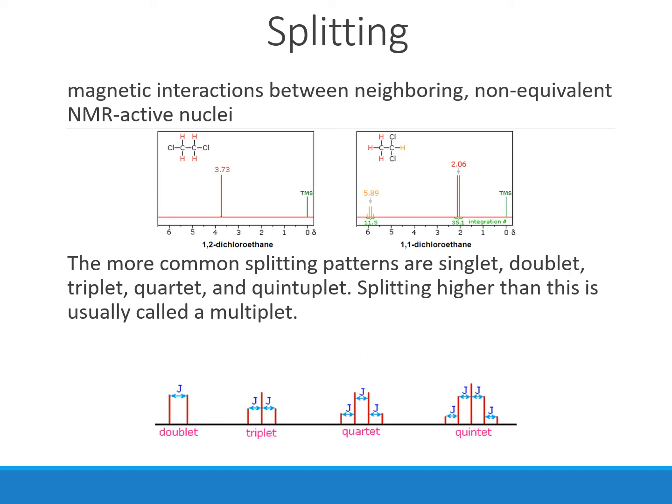Common splitting patterns are doublet, triplet, quartet, and quintet. In advanced organic chemistry courses, you can also find pentet, sextet, and heptet. But most of the time, splitting above the quintet is called complex splitting or multiplets in general.